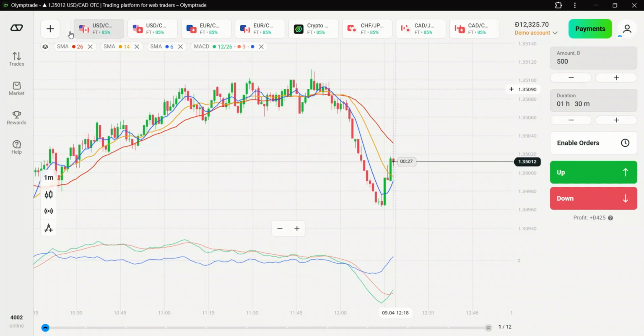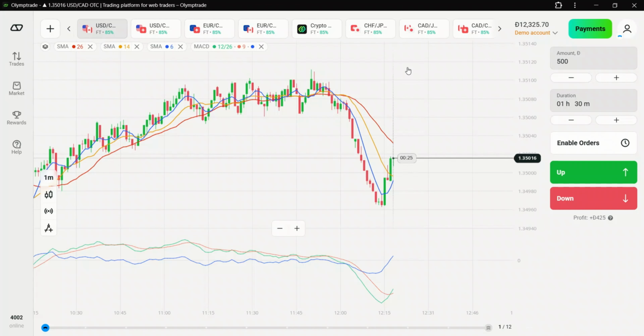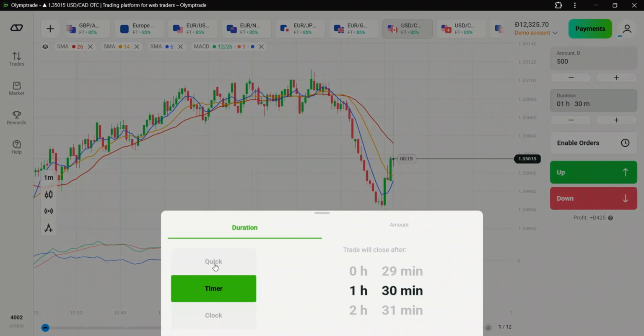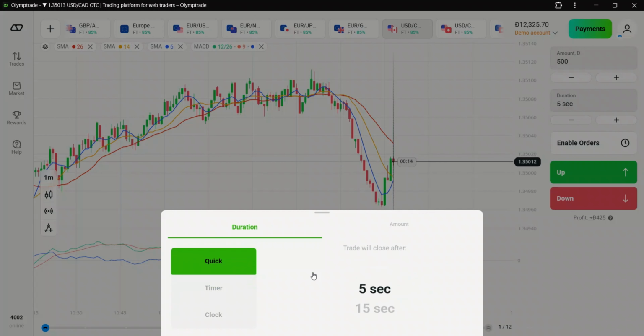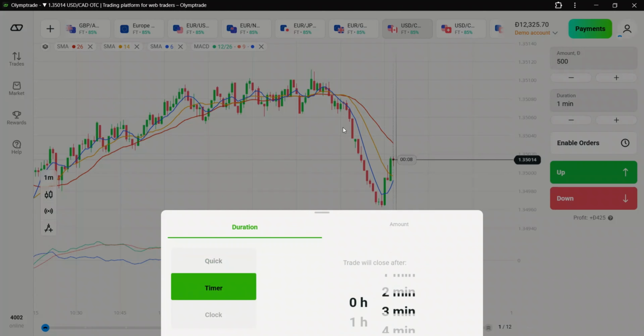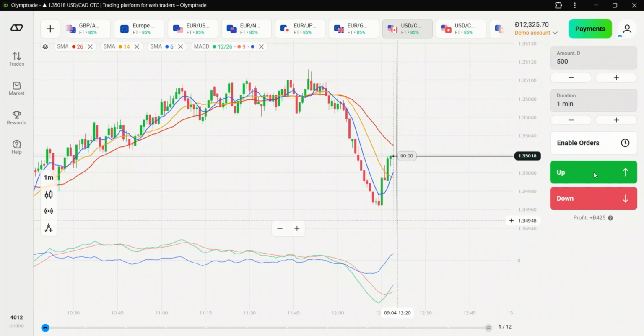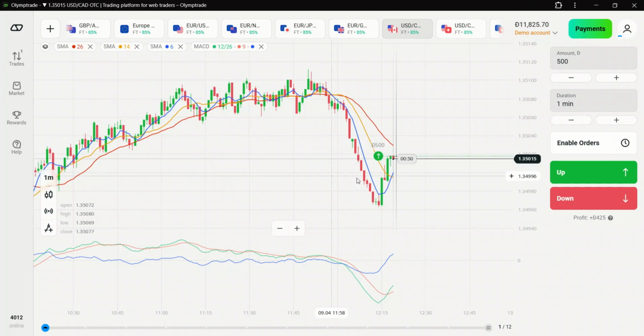Okay, this one is 1 hour, 1 hour 30 minutes. Okay, it's on 1 minute right now. So yeah, it has crossed. So I'm going to predict the buy. I've opened the trade. Let's see how it goes in the next 1 minute.